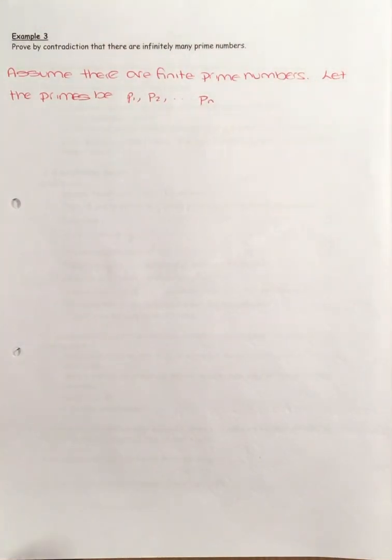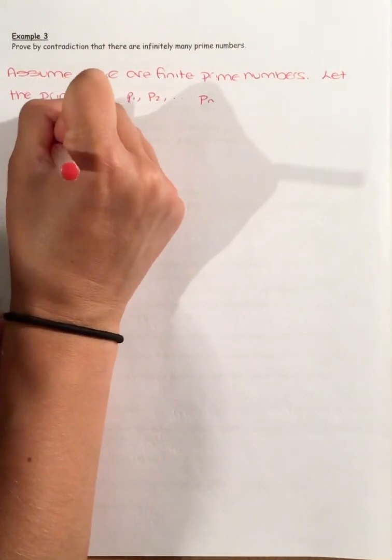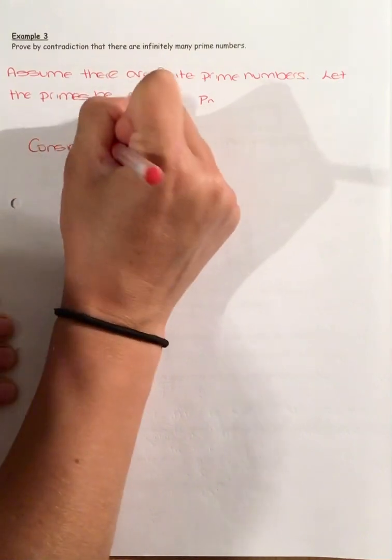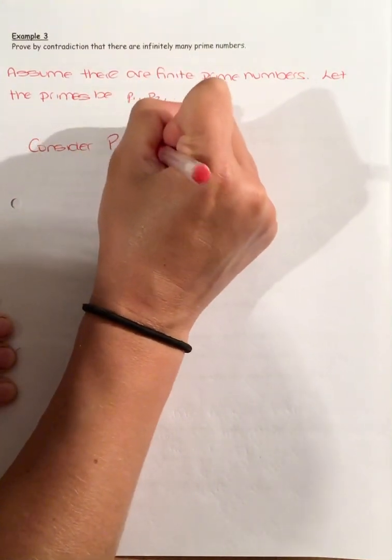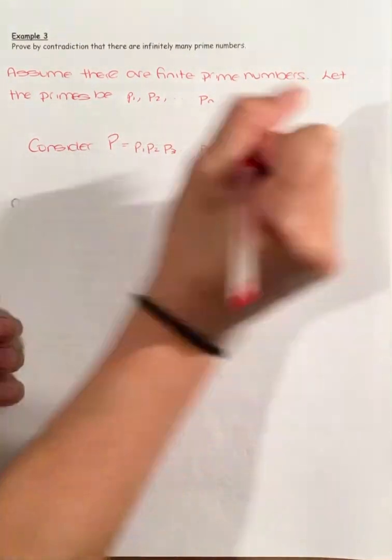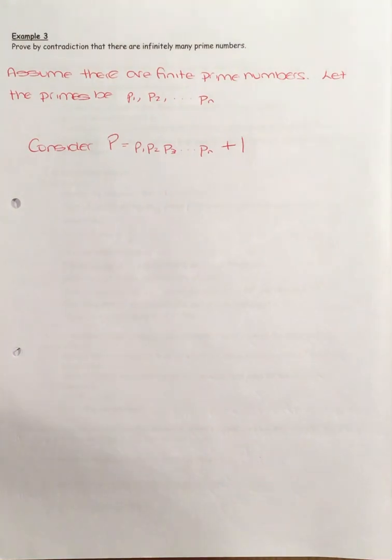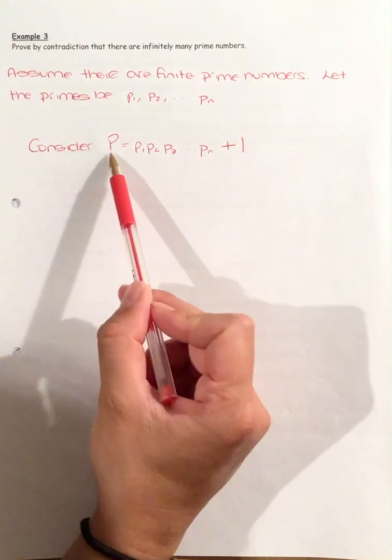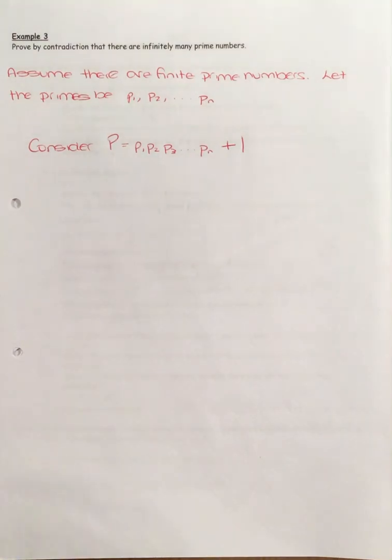And then let's consider the number that we get if we times all of those together. If I times all of those prime numbers together and then add 1, I'm going to get a new number. And because every single integer can be written as a product of primes, then there is a prime number that can divide into P.